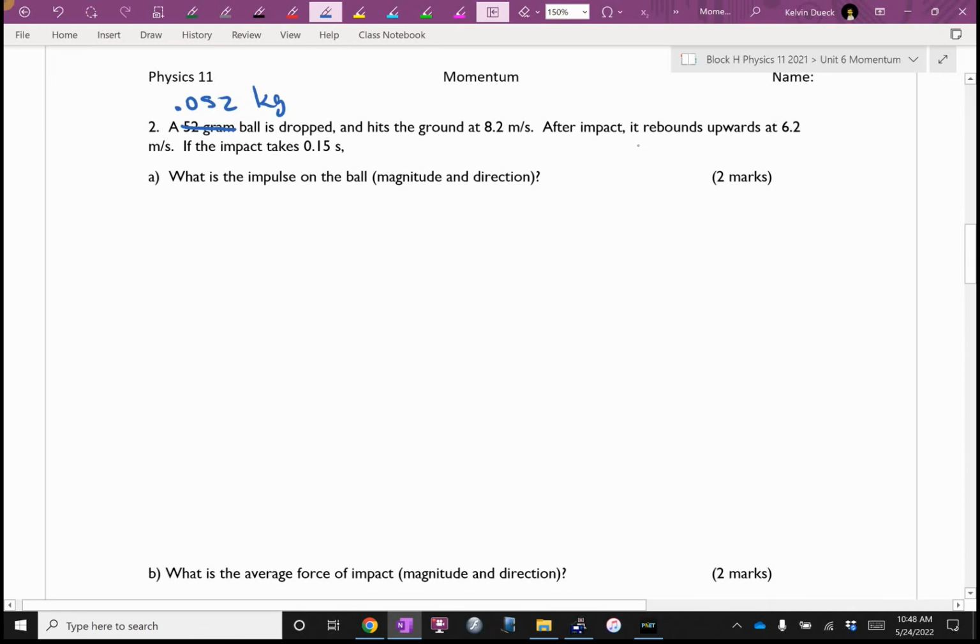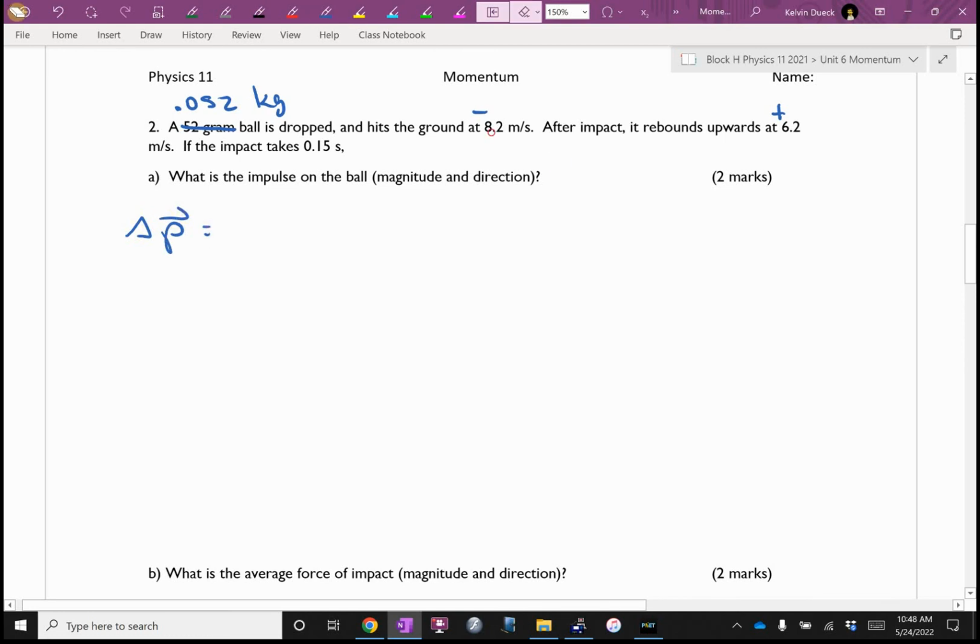You know what, Bryce? What word did I just underline? That means a change in direction. I decided to let up be positive and down be negative. I could have done it the other way around, but I have to do one of those. They want me to find the impulse. Impulse is change in momentum.